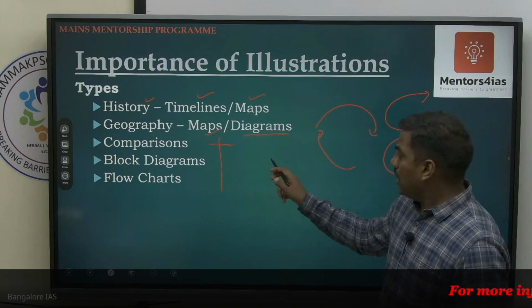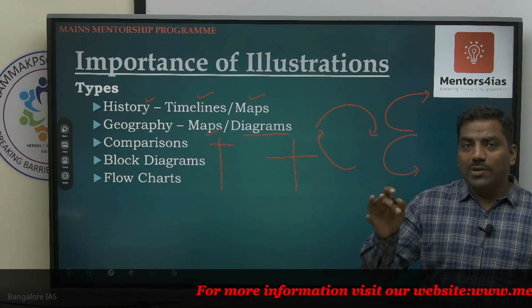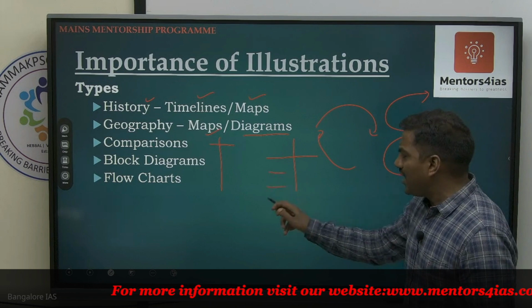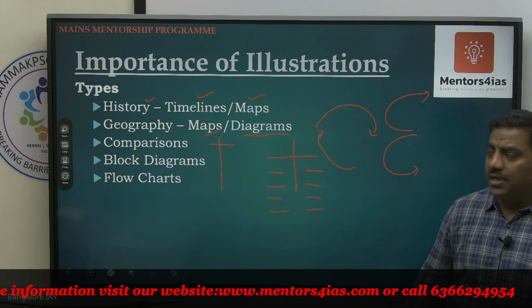Wherever possible to put a table, kindly put a table, because clinically you are going to get more marks, because they are more kind of bullets. So indirectly these tables are nothing but bullets. You are going to get more marks.